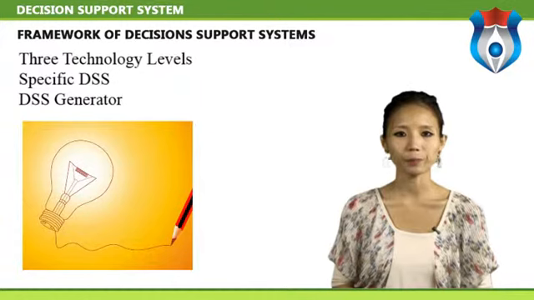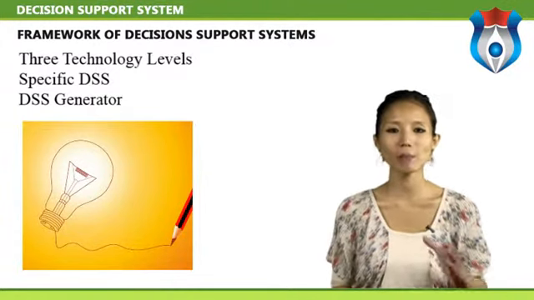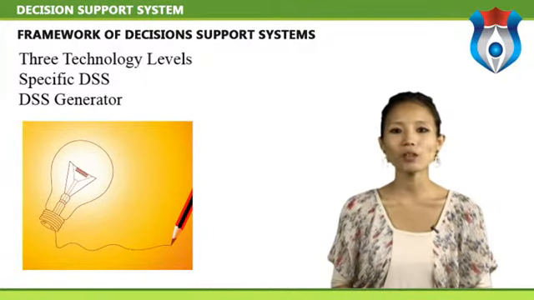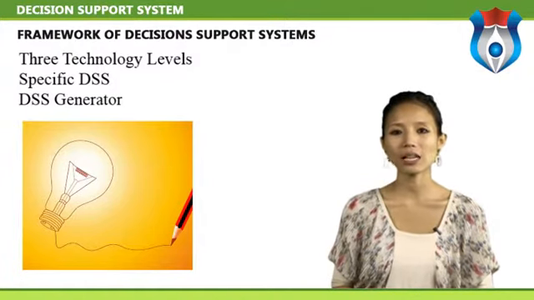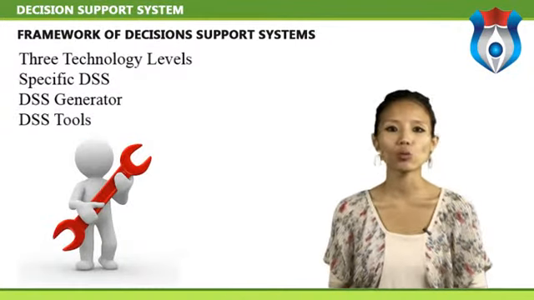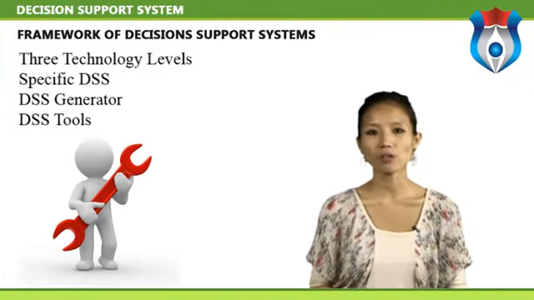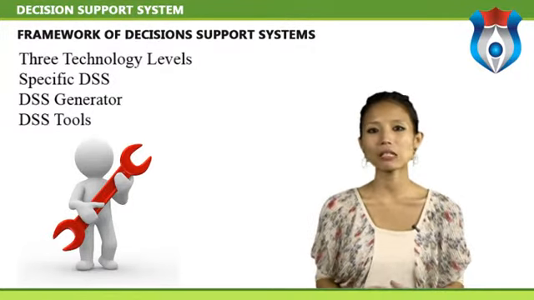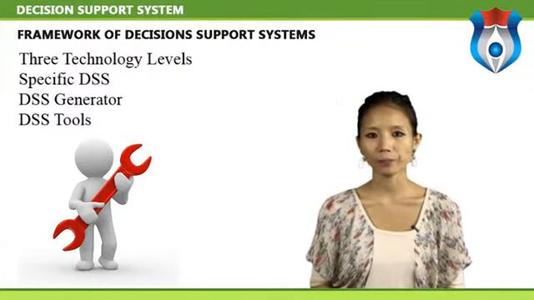DSS generator. The second technology level might be called a DSS generator. This is a package of related hardware and software which provides a set of capabilities to quickly and easily build a specific DSS. DSS tools. The third and most fundamental level of technology applied to the development of a DSS might be called DSS tools. These are hardware or software elements which facilitate the development of a specific DSS or a DSS generator.